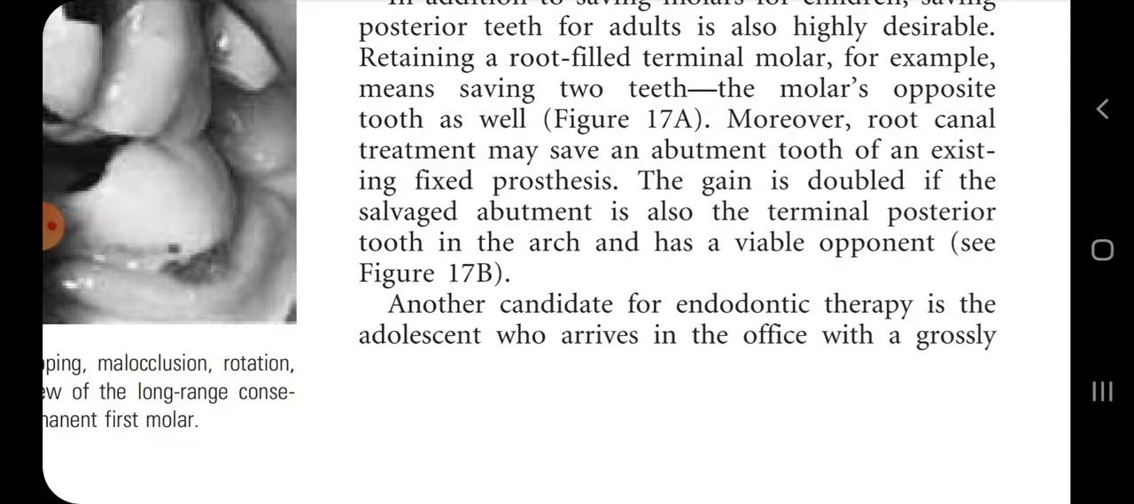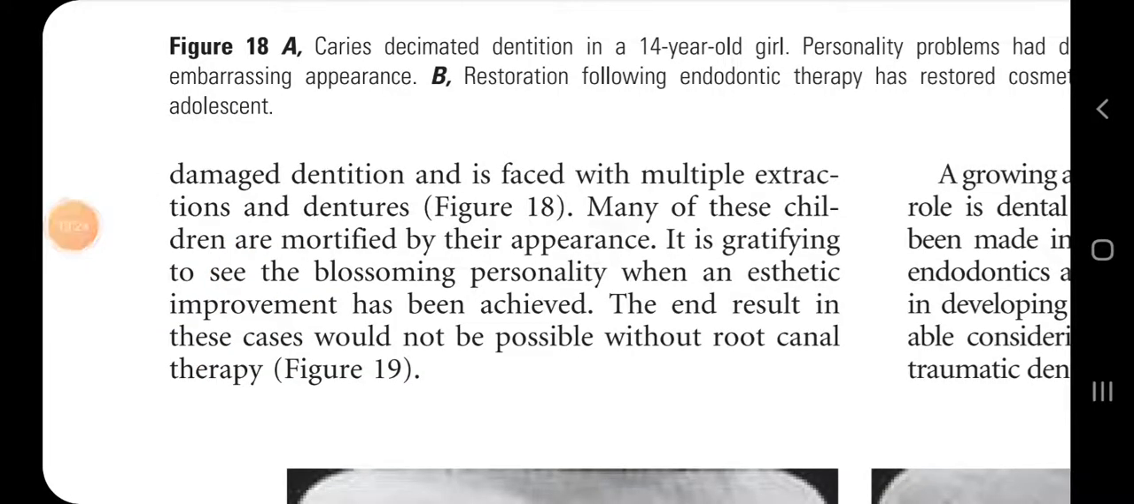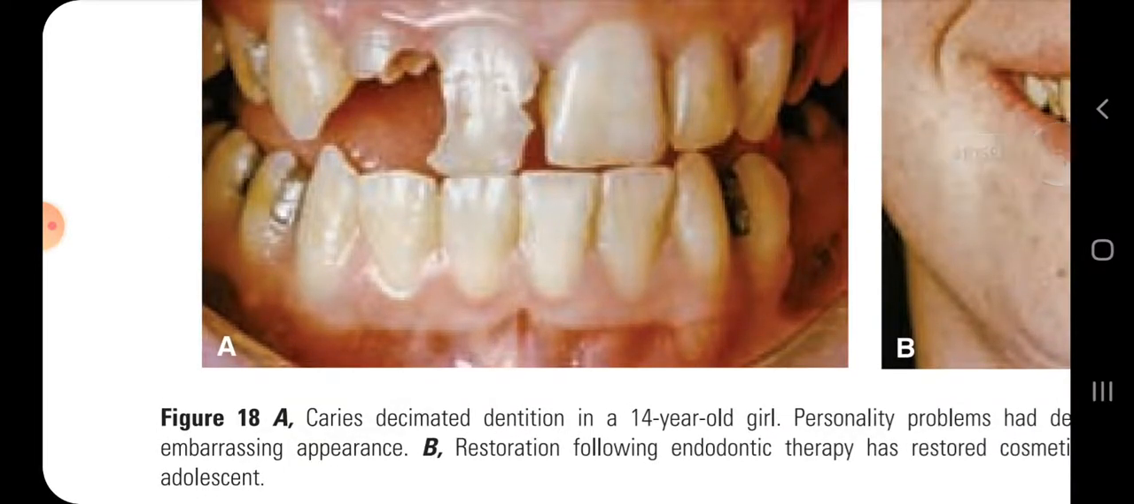Another candidate for endodontic therapy is the adolescent who arrives in the office with a grossly damaged dentition and is faced with multiple extractions and dentures. You can see in figure 18 the caries decimated dentition in a 14-year-old girl.